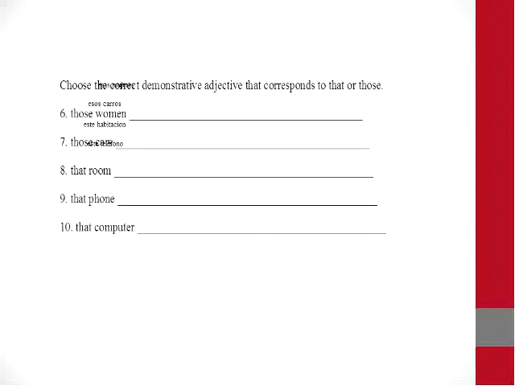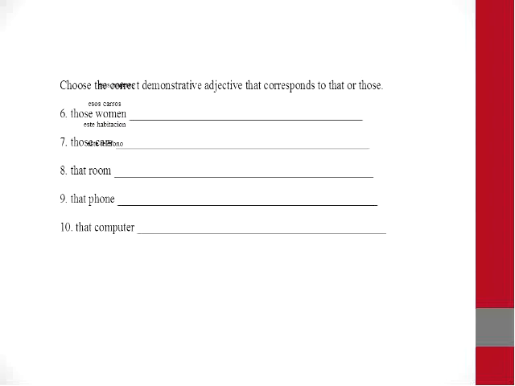Number 10 is la computadora, so it's what? No mask. La. Oh, yeah. Yeah, you had it right. So what would it be? Esa computadora. It's only one, so it's esa computadora.